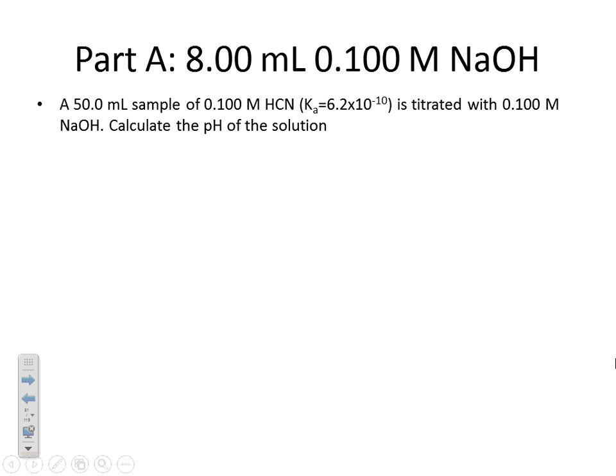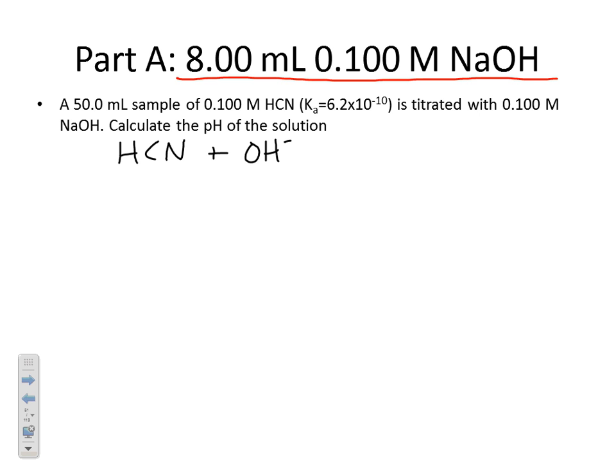So part A, calculate pH with this much sodium hydroxide that has been added. The reaction that you want to write for a titration reaction is a neutralization reaction. That's going to be the first thing that you want to think about. So it's the neutralization reaction of HCN and the hydroxide, going to CN minus plus H2O. This is neutralization, so this is one way.